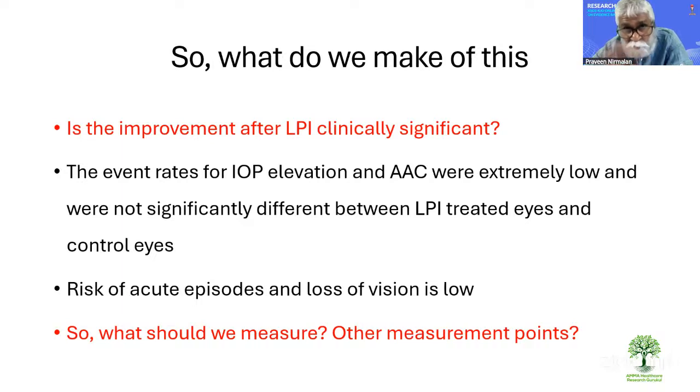If I do so many LPIs, this is what I'm getting in terms of averting an AAC. Is it really worth it? What are the consequences of the LPI? What are the other consequences? A higher IOP after LPI is reported, nucleus cataract after LPI is reported. So when I balance all of that, is it really worth it? Risk of acute episodes and loss of vision is low. So what should we measure as an endpoint to make it clinically meaningful? Based on all these measures that we have, can we say that LPI produces clinically significant changes? So think over other measurement points that possibly can be done that you can look at in your clinical practice.